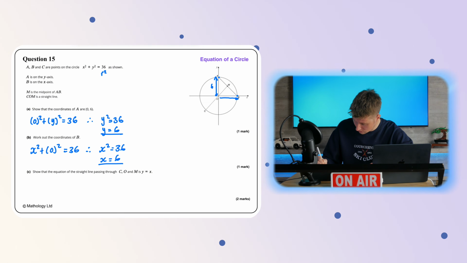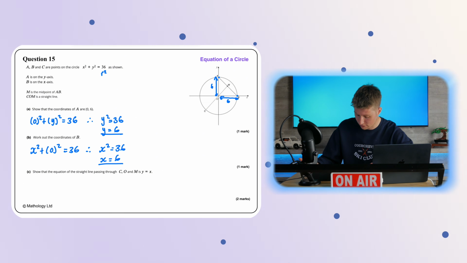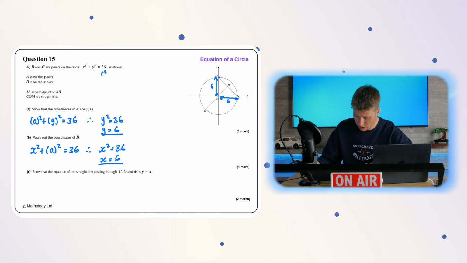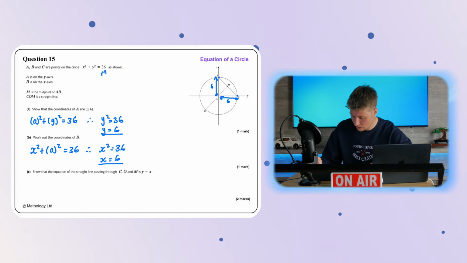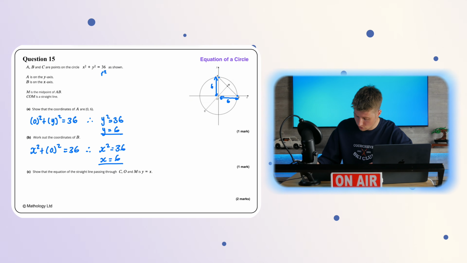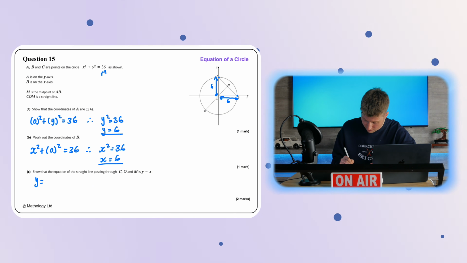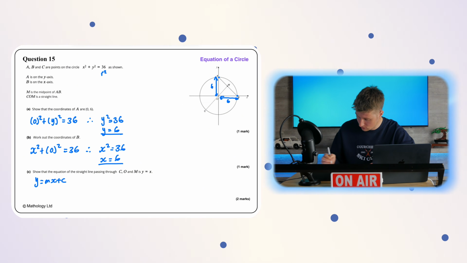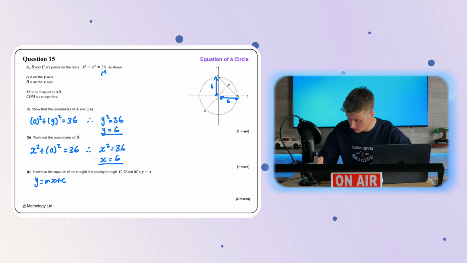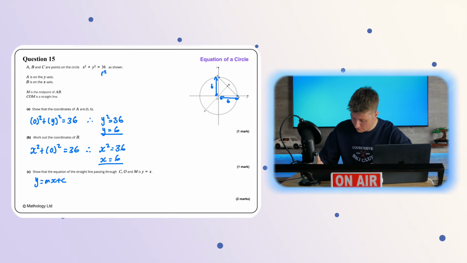And also this section here is 6. So you could also write that down. Part C says show that the equation of the straight line passing through COM is equal to y equals x. So the equation of a straight line is y equals mx plus c. So to find out the gradient, we need a point on the line. So that is m. M is the midpoint.